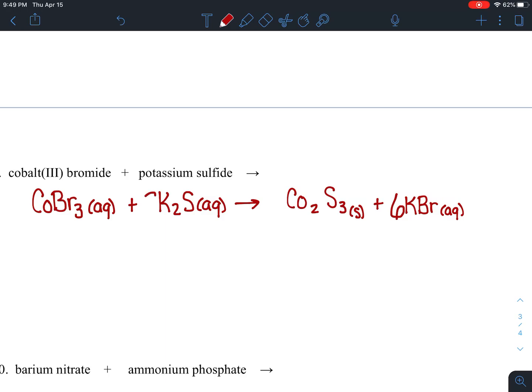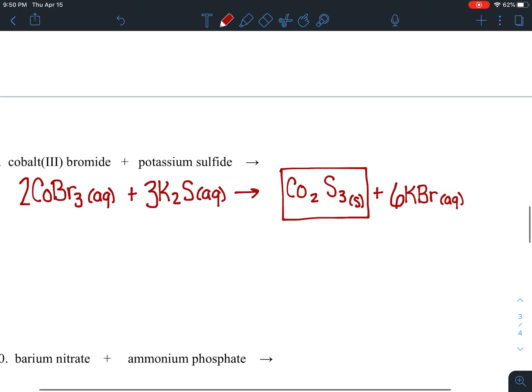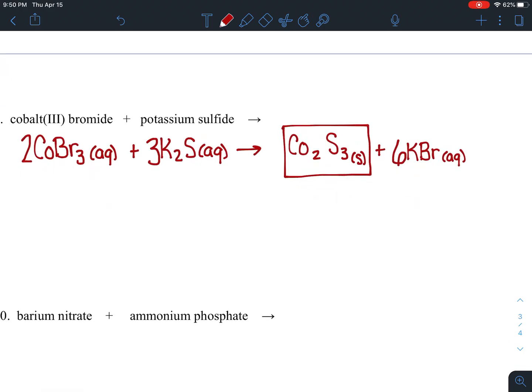And because that's going to be a 6, I'll put a 3 in front of the K2S. And then with my bromine, I'll have to put a 2 in front of the CoBr3. And actually what's really nice is that works then because cobalt has 2 and the sulfide has 3. So everything's balanced now. Don't forget that step. It's so easy to just get rolling with this and then you forget that step and then you mess up.